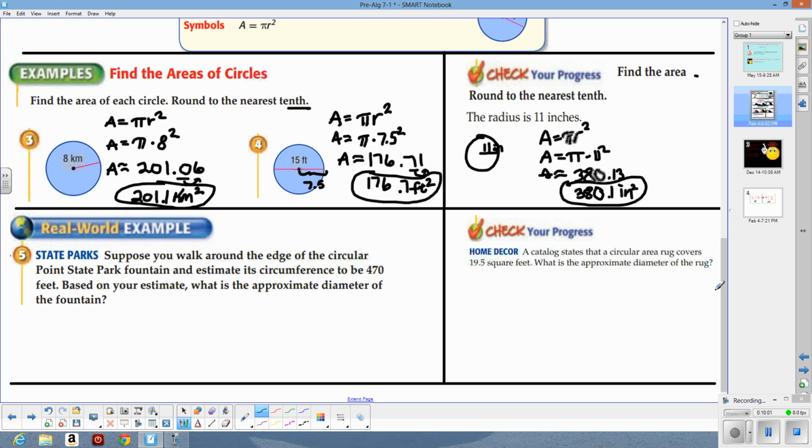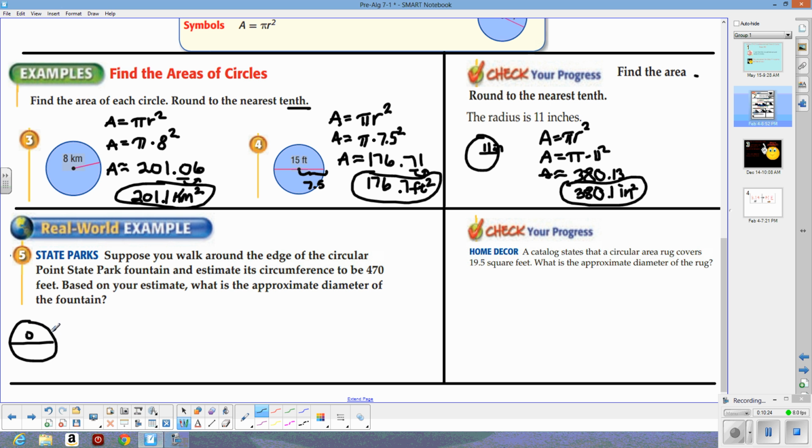All right, the next and last example requires you to do a little bit more thinking. It says, suppose you walk around the edge of the Circular Point State Park fountain and estimate its circumference to be 470 feet. Based on your estimate, what is the approximate diameter of the fountain?